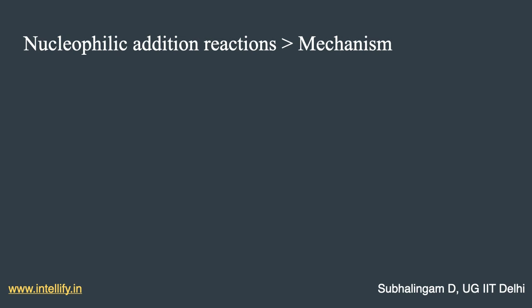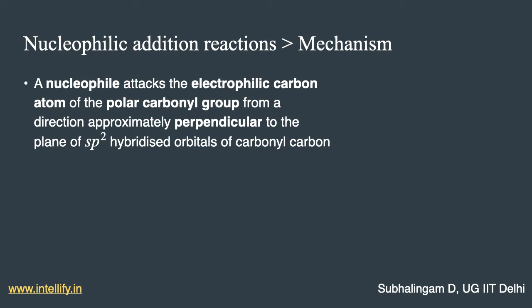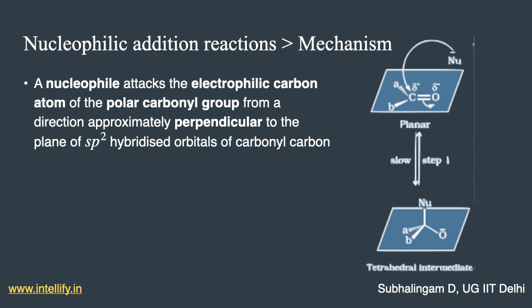So how does the reaction start? A nucleophile attacks the electrophilic carbon atom of the polar carbonyl group from a direction approximately perpendicular to the plane of sp2 hybridized orbitals of carbonyl carbon. So this is how it takes place. We have a nucleophile and it attacks a carbon atom and we get an intermediate that is tetrahedral. Initially the compound was planar, but after the attack we get a tetrahedral intermediate because there are 4 atoms surrounding the carbon atom now.